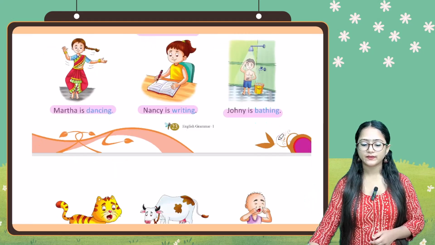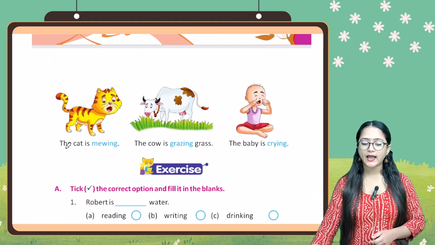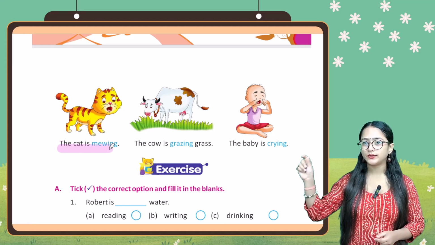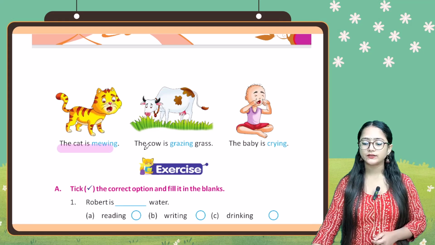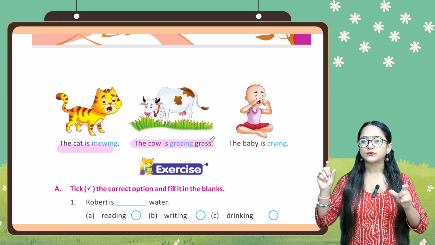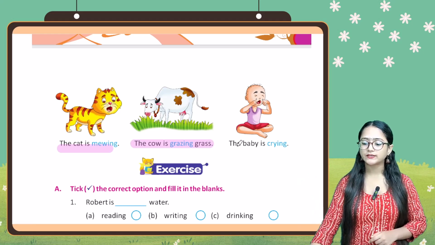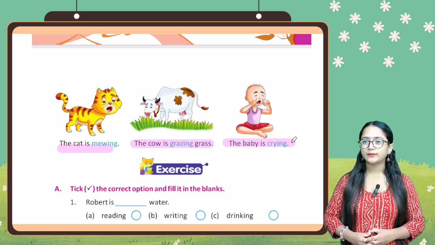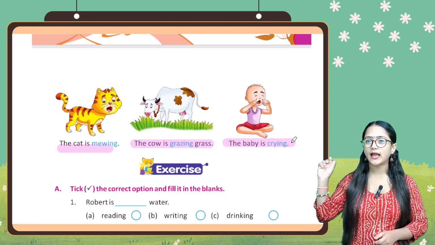Next is the cat is mewing. What is the cat doing? The cat is mewing. Mewing is the action word. Next one, the cow is grazing grass. What is the cow doing? Grazing grass. So grazing is the action word. Next one, the baby is crying. What is the baby doing? The baby is crying. So crying is the action word.